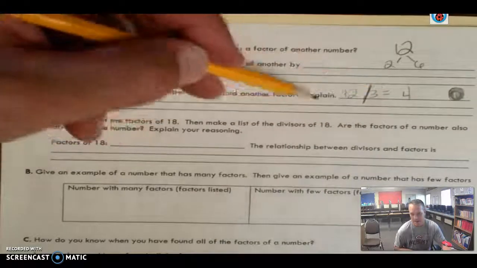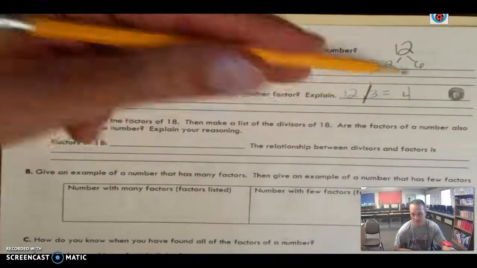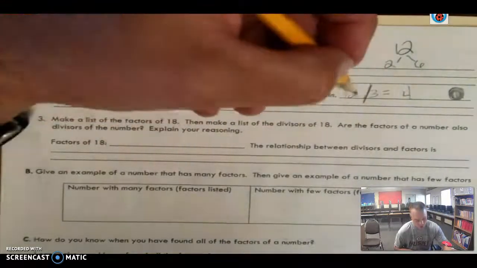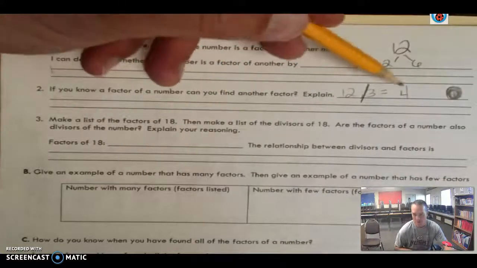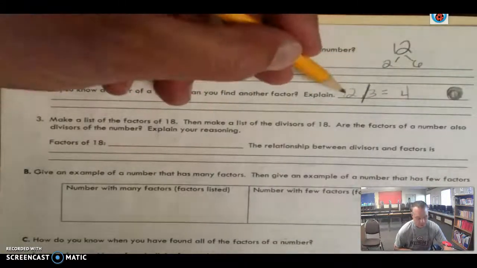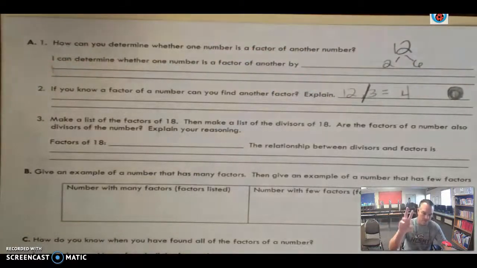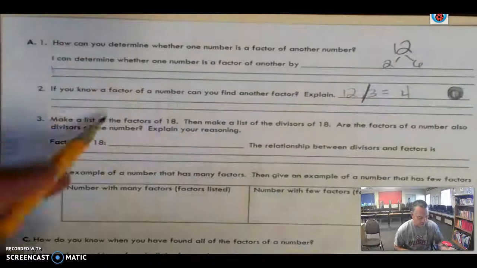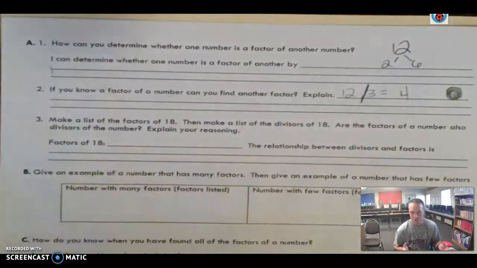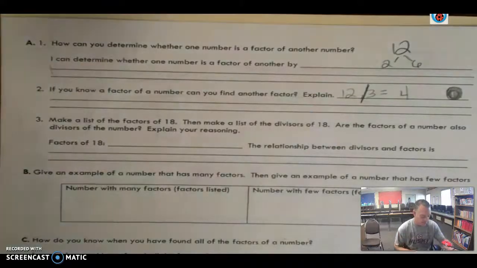Now, this is a fact family. These all go together. 12 divided by 3 is 4. I could say 12 divided by 4 is 3. I could say 3 times 4 is 12, and 4 times 3 is 12. Fact families always have 4 members. We have to find all 4. So go ahead. You know that? Another factor, because you can multiply them together, or you can divide the two pieces together to get the answer.